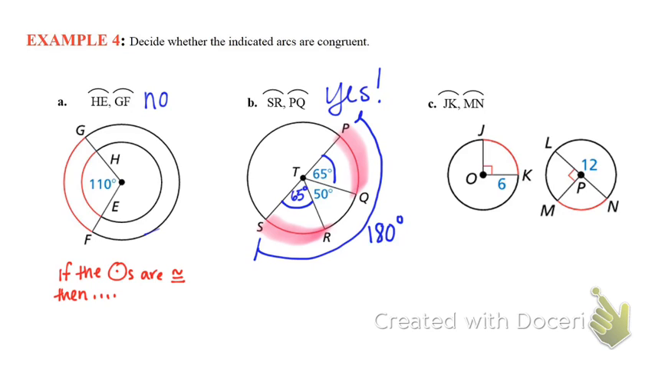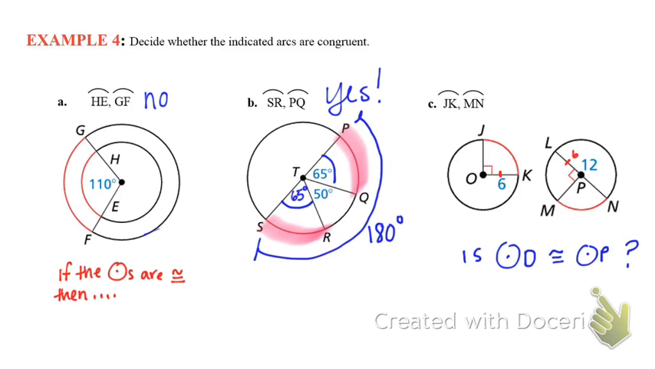Last problem. First thing I need to decide is, are the circles congruent? Is circle O congruent to circle P? If it's not, then I don't even need to keep going. But since they both have the same radius, right? This has a radius of 6. This has a radius of 6.